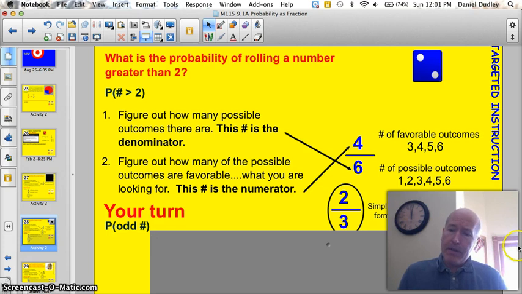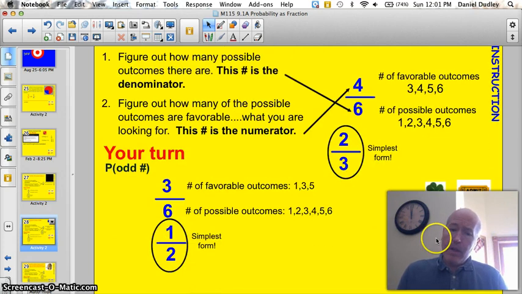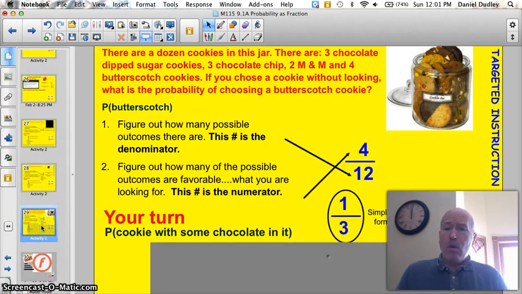Okay, let's see how you did. Well, there are 3 odd numbers, 1, 3, and 5. There's still a total of 6 possible outcomes, so it's 3/6. Put in simplest form, that's 1/2. All right, one more question.